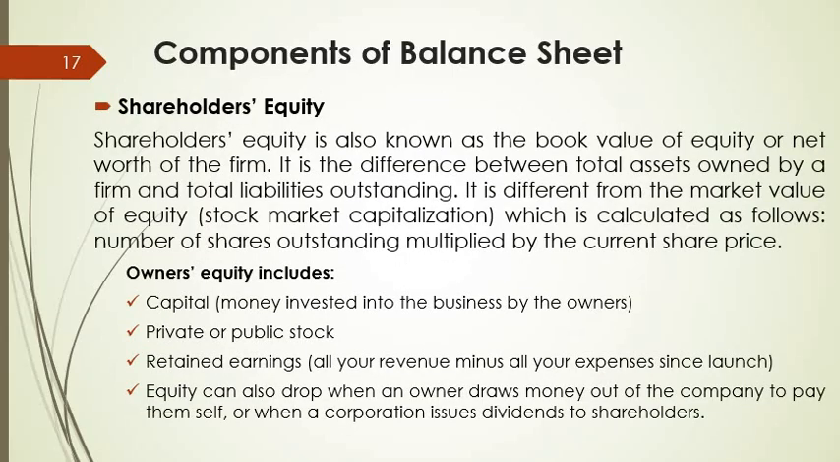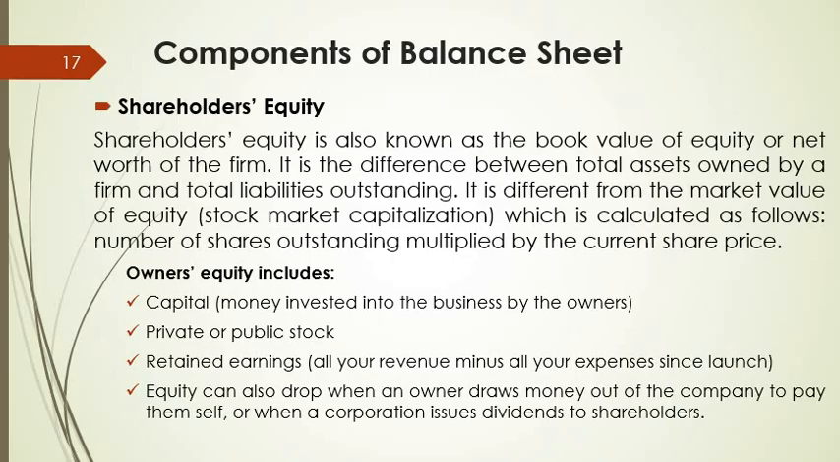The last component is shareholder equity. Shareholder equity is also known as the book value of equity, or the net worth of the company. It is basically the difference between the total assets owned by the firm and the total liabilities outstanding. It is different from the market value of equity, which is the stock market capitalization, calculated as the number of shares outstanding multiplied by the current share price, that is, the total number of shares that a firm has issued so far, multiplied by the current price.